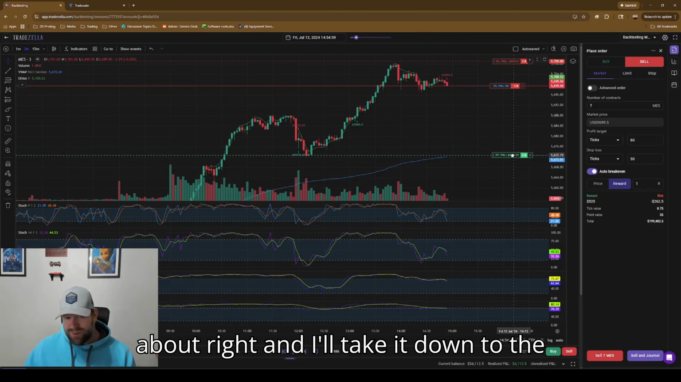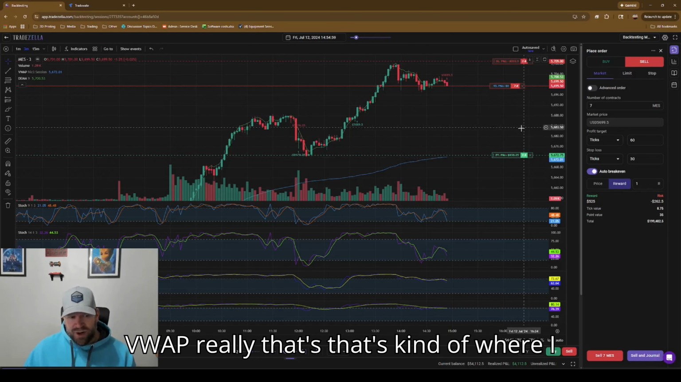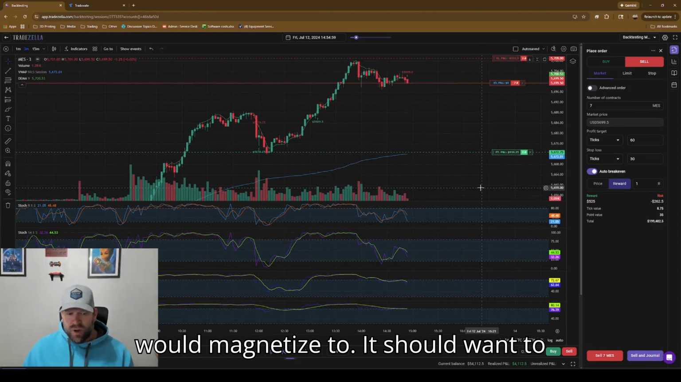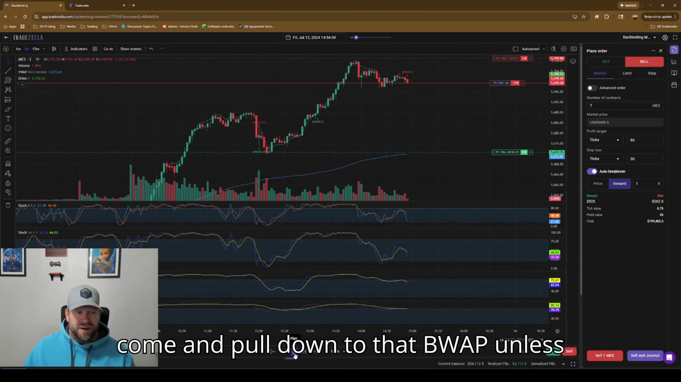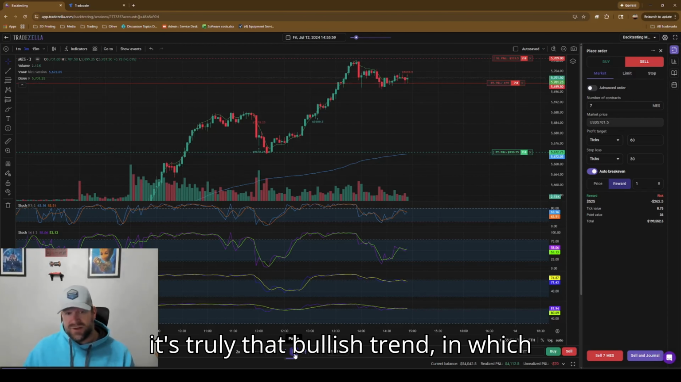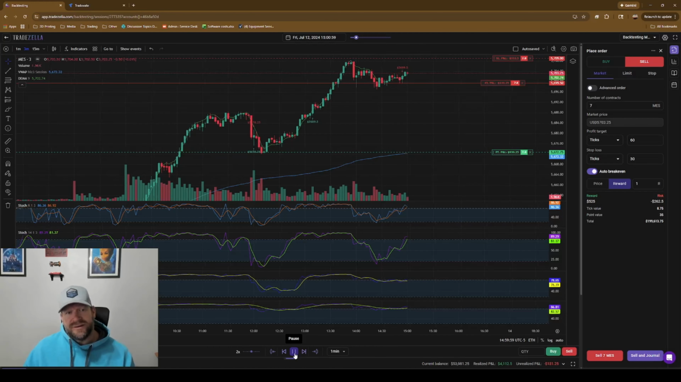And I'll take it down to the VWAP, really. That's kind of where I would magnetize to. It should want to come and pull down to that VWAP unless it's truly that bullish trend, in which case that's okay.